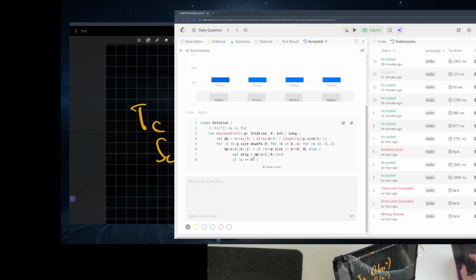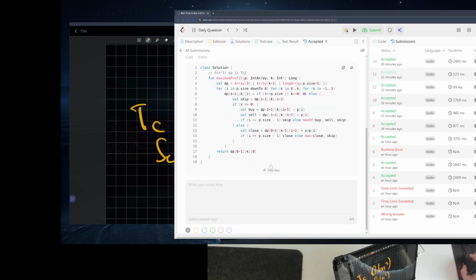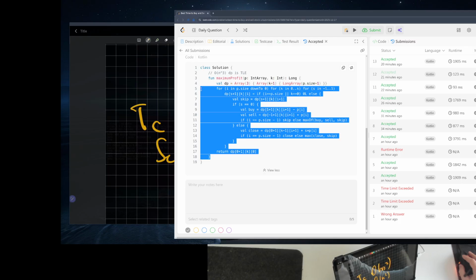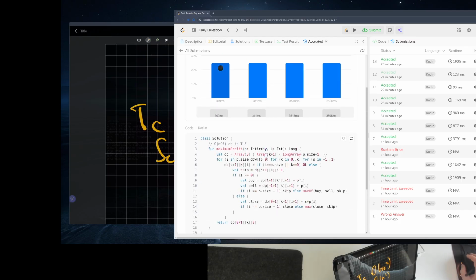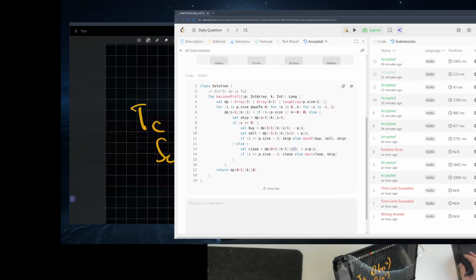So this is the final version. It is fast, it is not very big, and it has almost the same body as the depth first search.